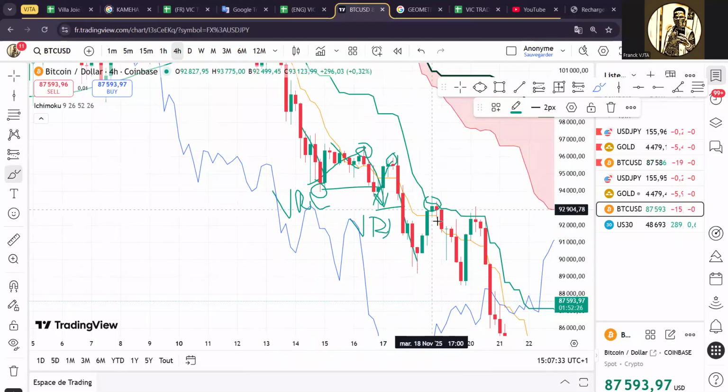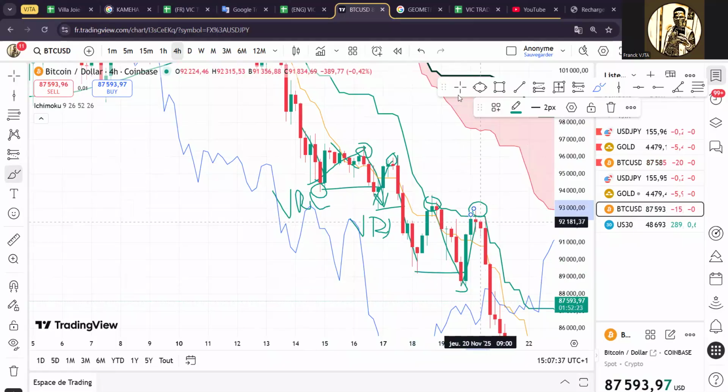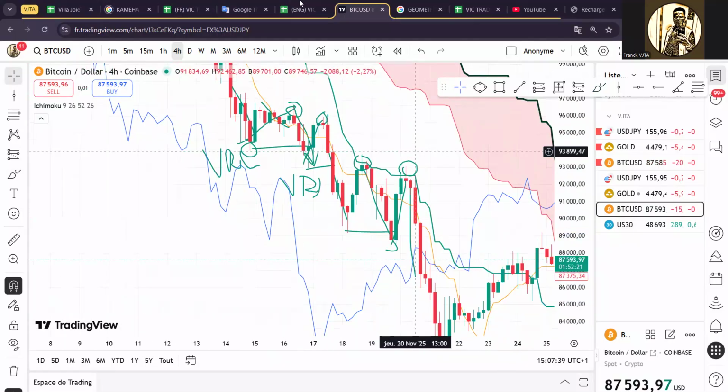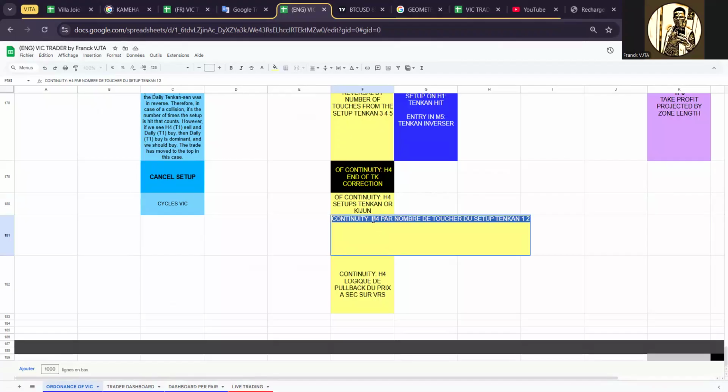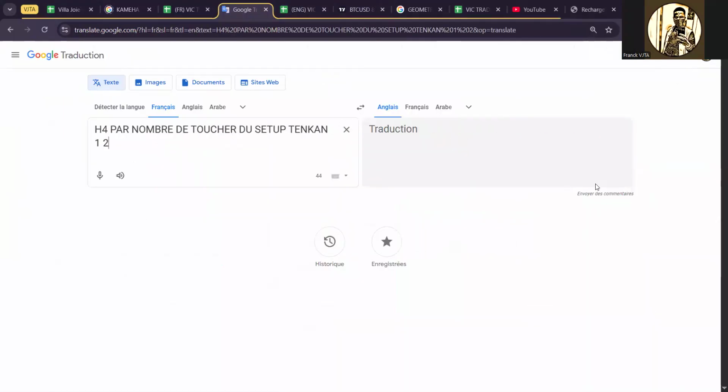We touch Kijun and then we break this low. We touch Kijun and break the low. The VRS low, right? So that's it. So another speed of continuity is when the setup has been touched one and two times. We already know it. You already know it.